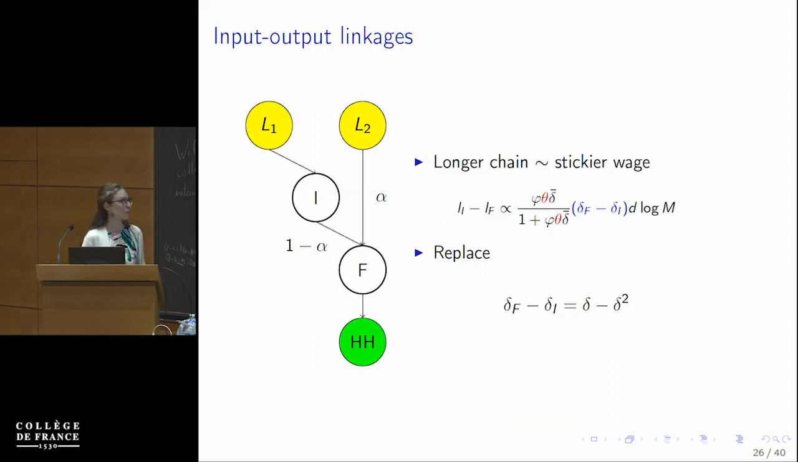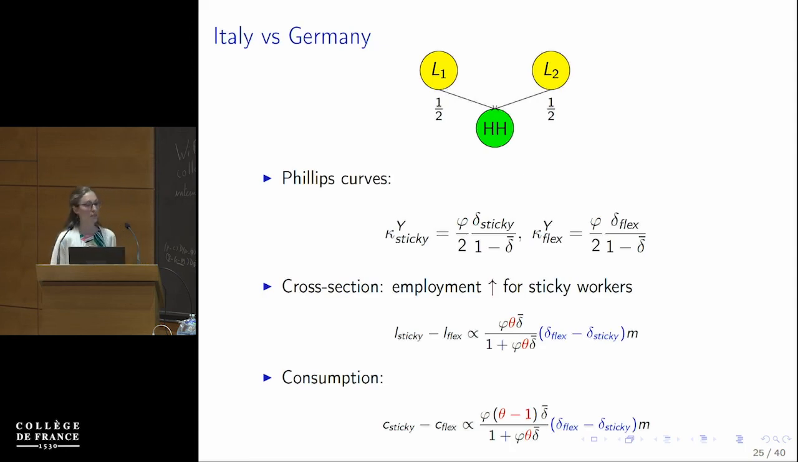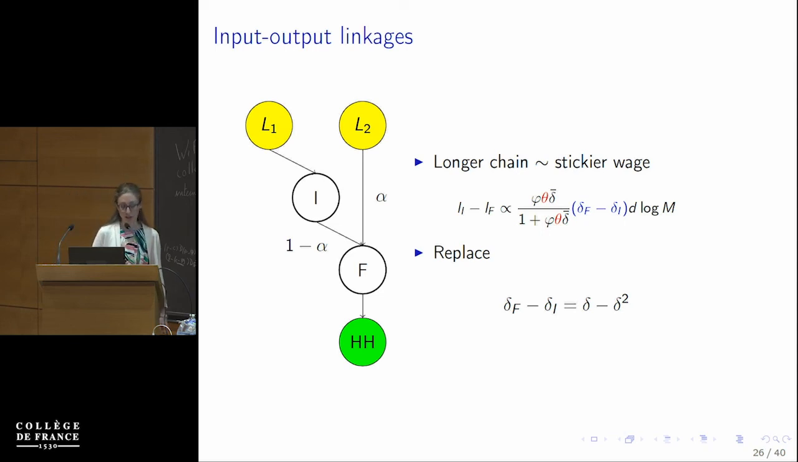Can we not just do away with input-output linkages and use the intuition from the simple model? Well, this framework is going to help us to discipline how input-output linkages shape the degree of nominal rigidities faced by different workers. And in particular, here I have a simple example where I have an intermediate good producer and a final good producer. I don't have time to go through in detail, but essentially the key intuition is that the intermediate good producer is going to face price rigidity twice, because his product is sticky and the final good is sticky, whereas the final good producer only faces price stickiness in the final stage. So essentially the cross-sectional effect follows the same formula as before, but just replacing the wage rigidity parameters with an appropriate combination of the price rigidity parameters in the two sectors.